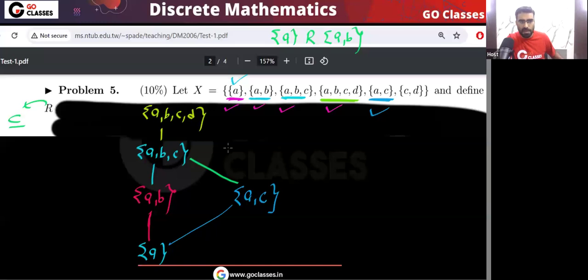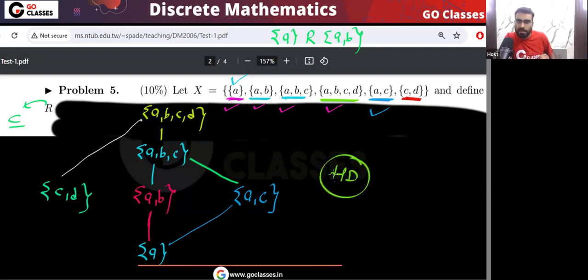Very simple. Now where to put CD? You can see that A is not related to CD. So I can put CD, for example, here. Now CD will be related to ABCD. That's it. This is your hash diagram. Is this clear? Please let me know.